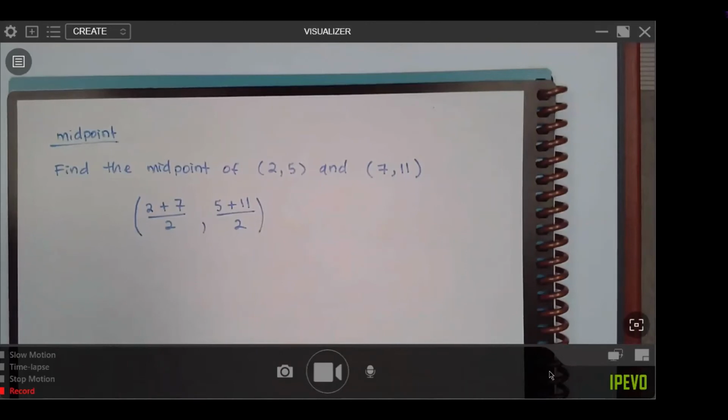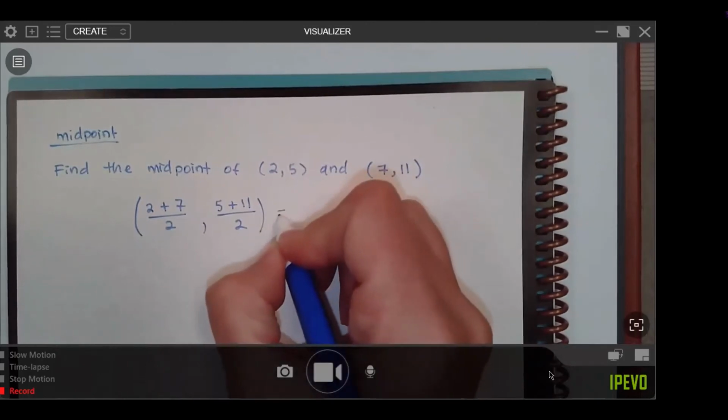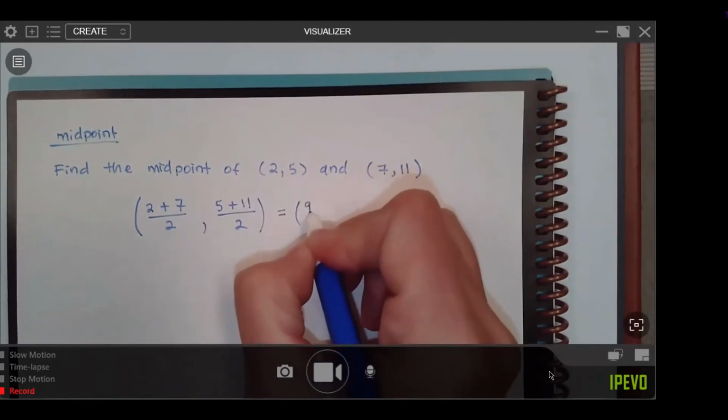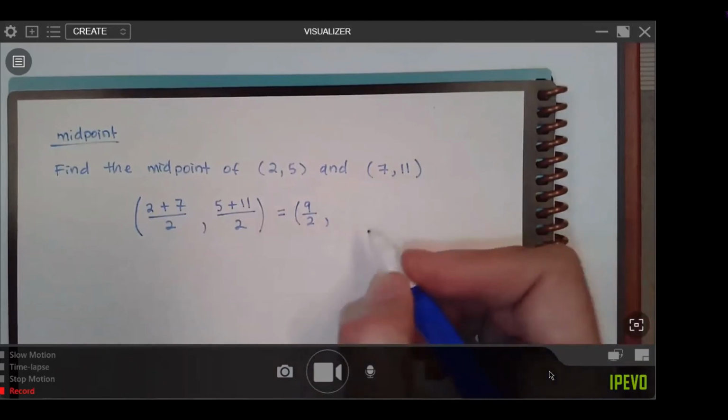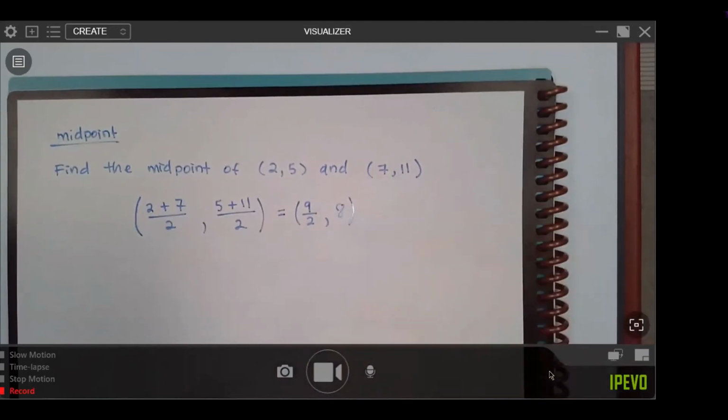Alternately, you could simplify those fractions and call that 9/2, and 5 and 11 is 16. 16 divided by 2 is 8. That's fine.